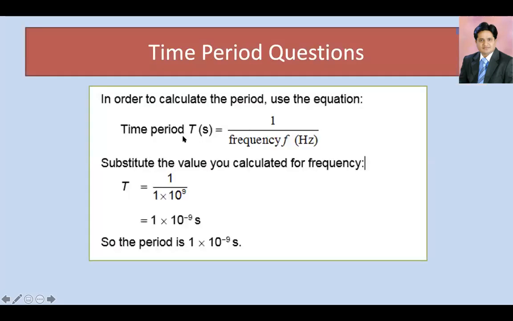Now, this is the formula. Time period in seconds is 1 divided by frequency in hertz. For example, let's say the frequency is given to be 10 raised to the power 9 hertz. You divide 1 over 10 raised to the power 9 and use the law of exponents, and you will get 1 times 10 raised to the power -9 seconds.